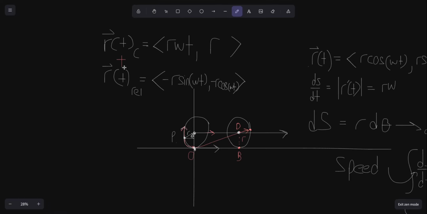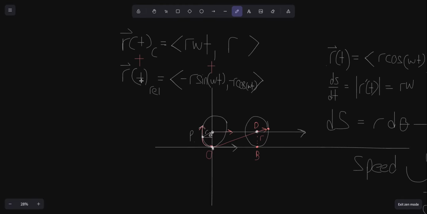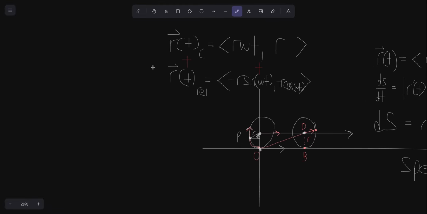I can just find out the position of the center of this wheel, and then I'll add this to the position of the point relative to the center. And so ultimately, my final vector-valued function, I'm going to get r of t. That's going to be equal to, and I can factor out r from here, so r times (omega t minus sine of omega t), comma, and then r times (1 minus cosine of omega t).